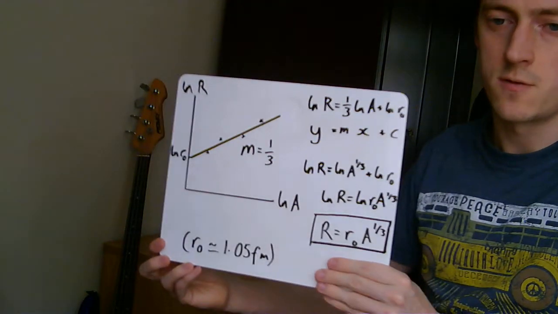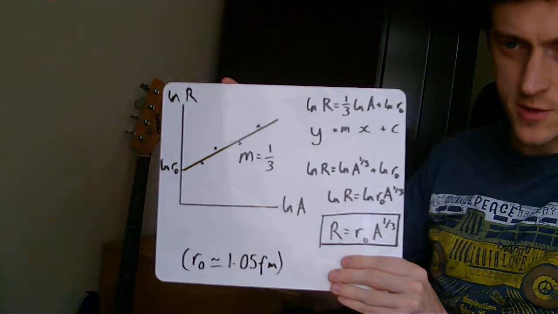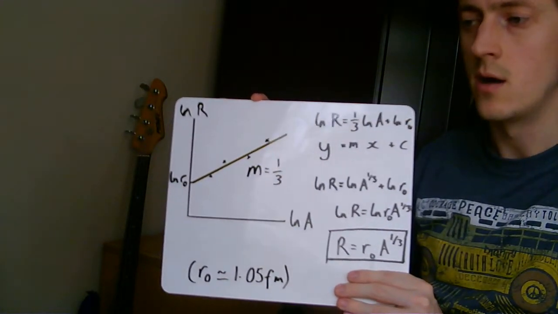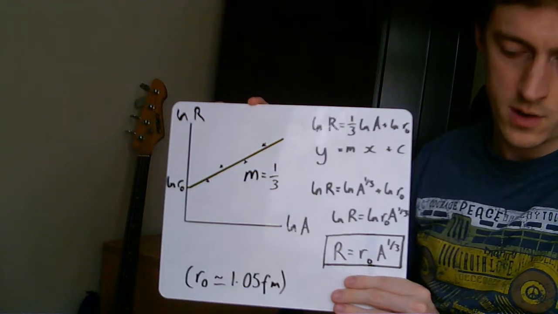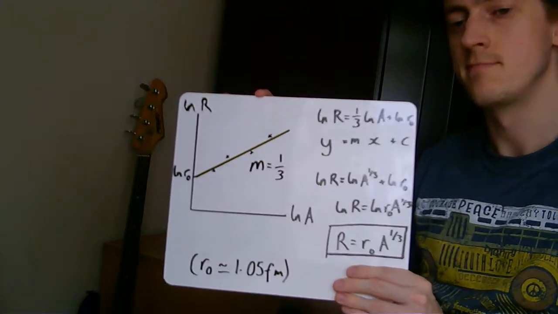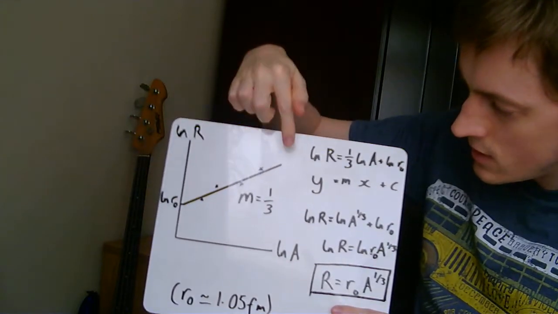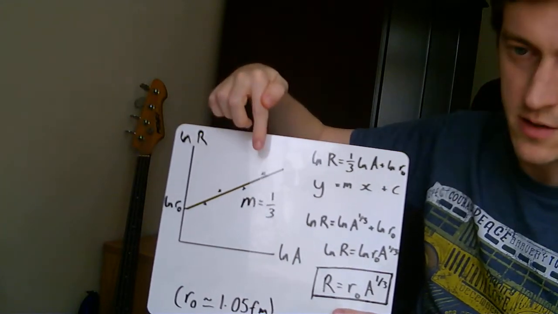So let's start off then with a graph. We've started off with ln R against ln A. That's really good if you think that one variable is just the power of another. And this is exactly what we found. We found we got a nice straight line. You can see my data points here that I've made up.